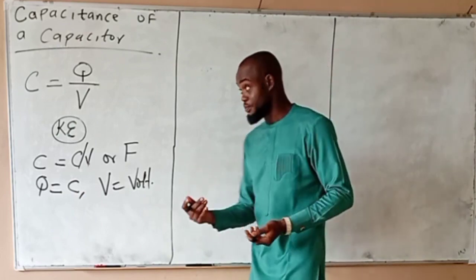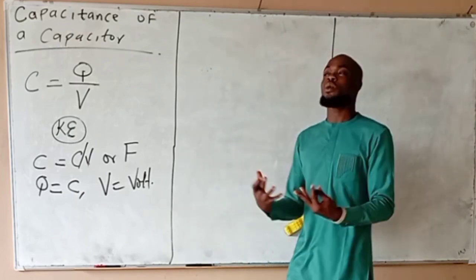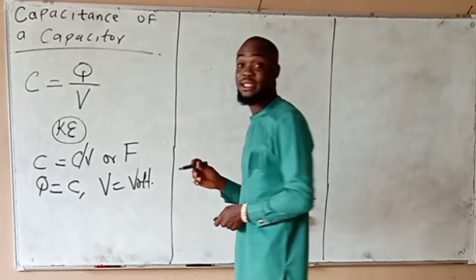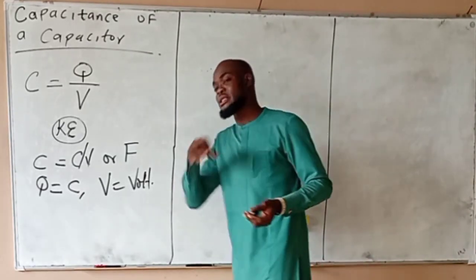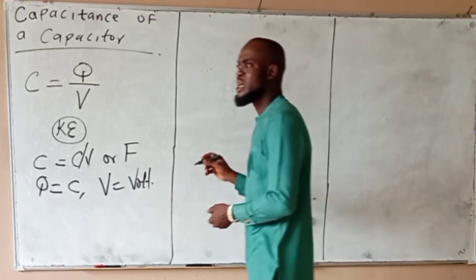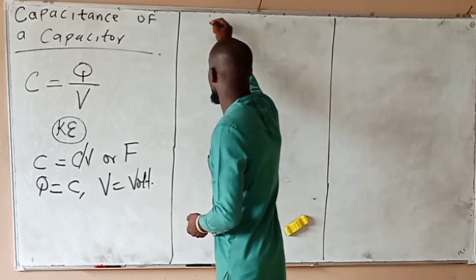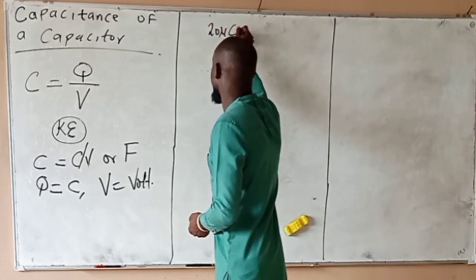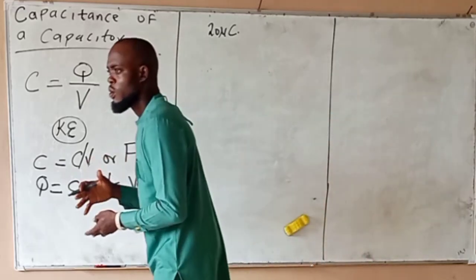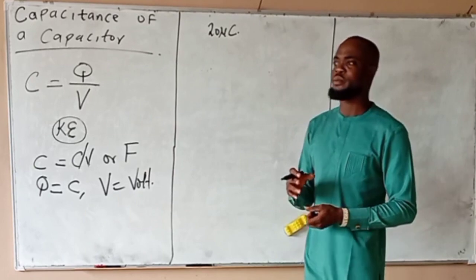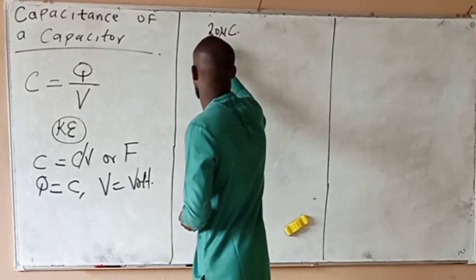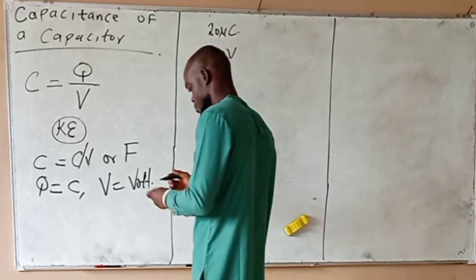Now, let's say we have a question. Calculate the capacitance of a capacitor that holds a total charge of 20 microcoulomb and a voltage of 100 volts.